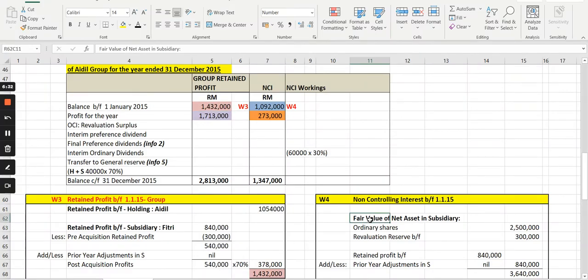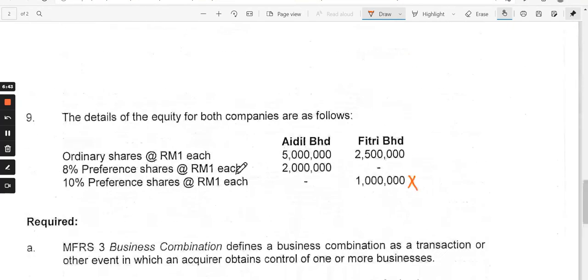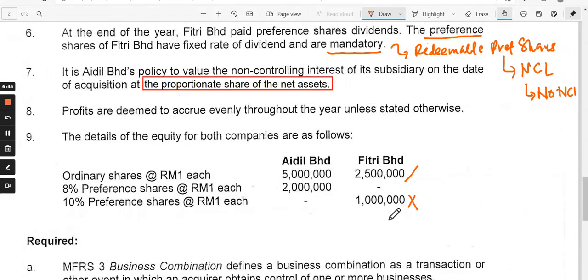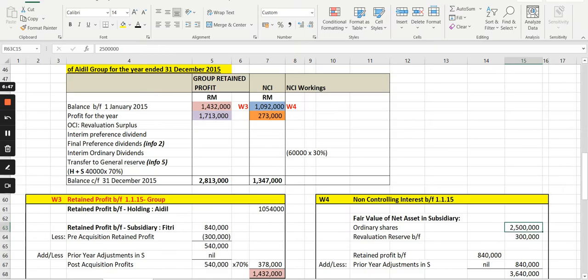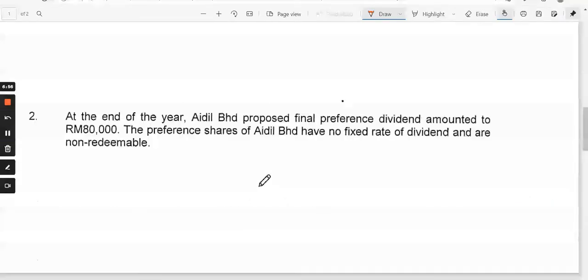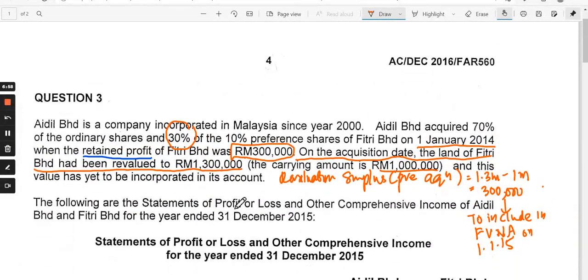So you will just put the fair value of the net asset in the subsidiary as at 1st of January 2015, which will comprise the ordinary shares, which is the figure here, and you are going to also include any revaluation reserve balance brought forward. So in our case, yes, we do have, which is in the first paragraph here, the first part of it.